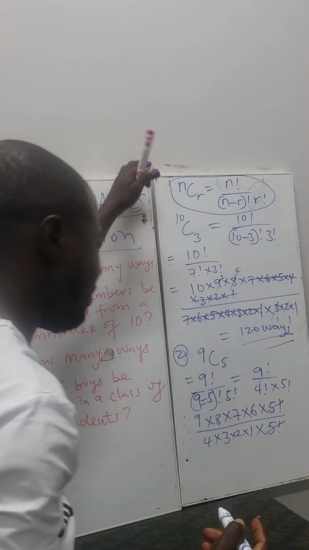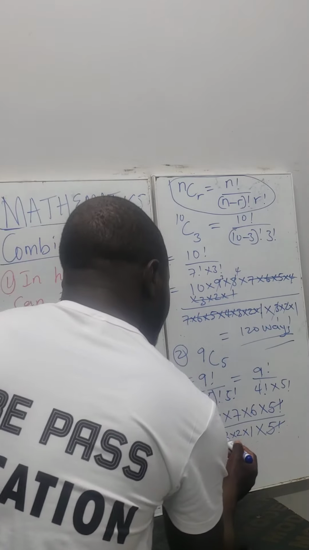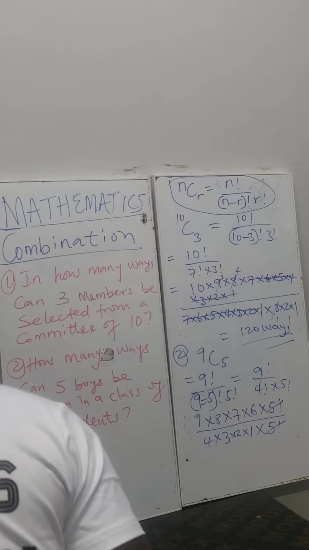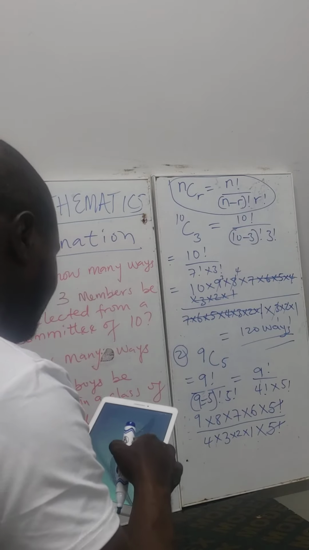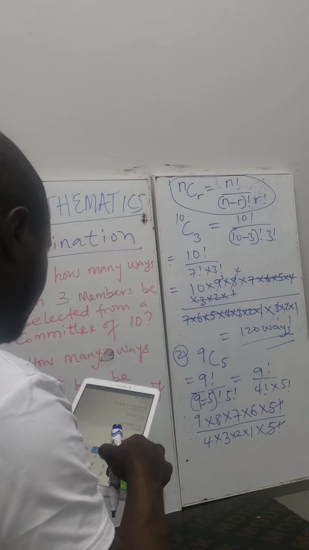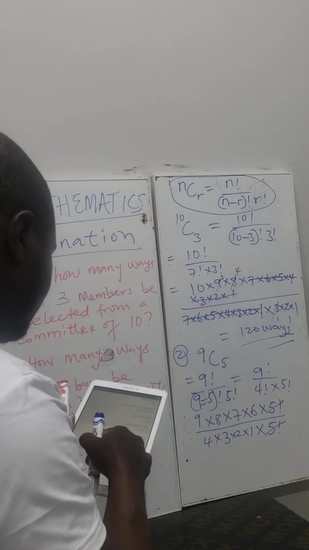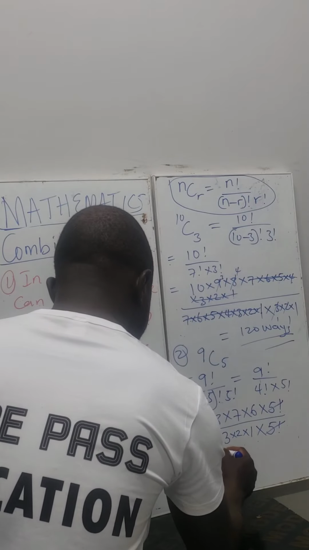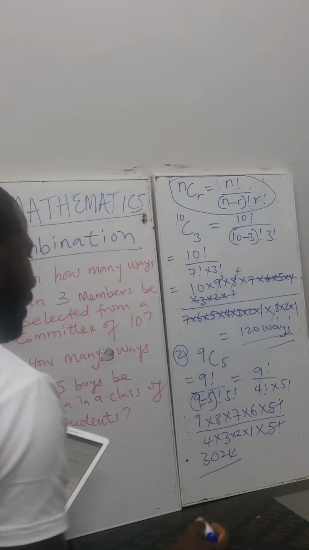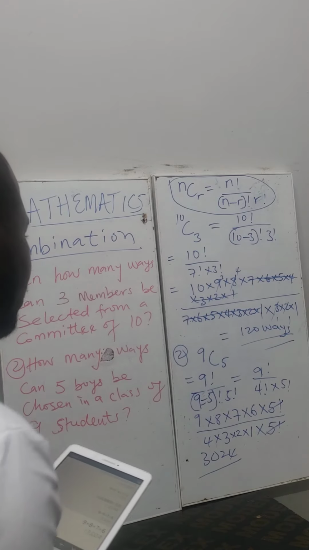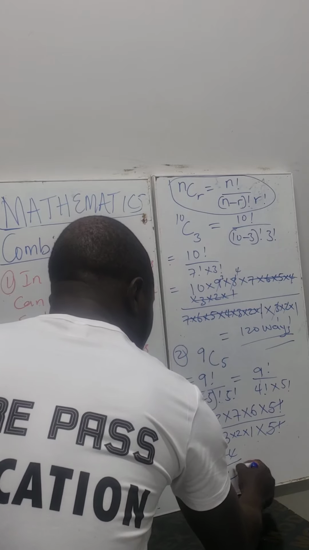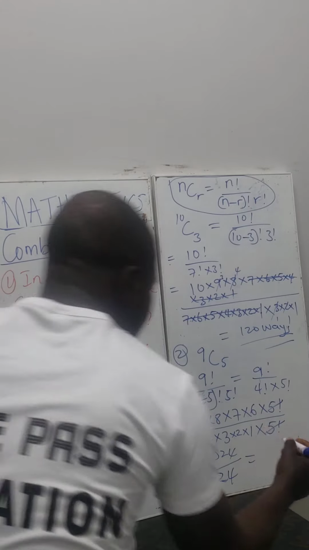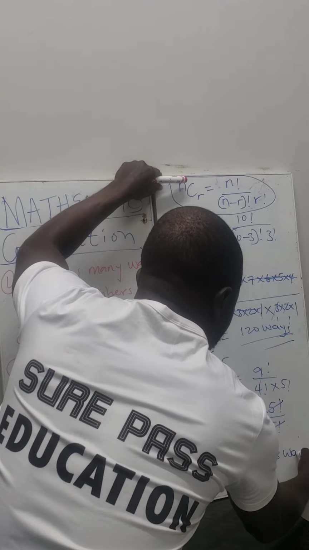So in order to maximize our time, we have 9, 8, 7, 6 as our numerator, then we have 4, 3, 2 as our denominator. So 9 times 8 times 7 times 6. Let's solve them one by one. 9 times 8 times 7 times 6 is 3024, divided by 4 times 3 is 12. 12 times 2 is 24. 3024 divided by 24 is 126. So the answer is going to be 126 ways.